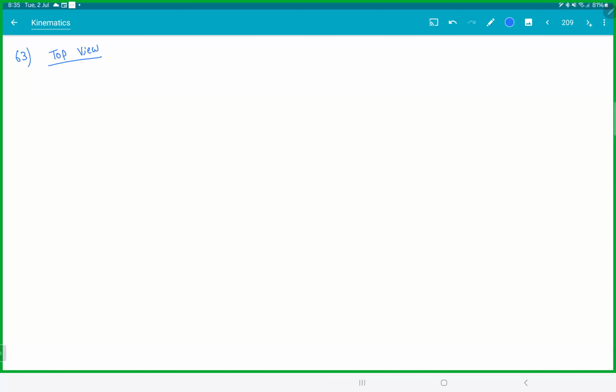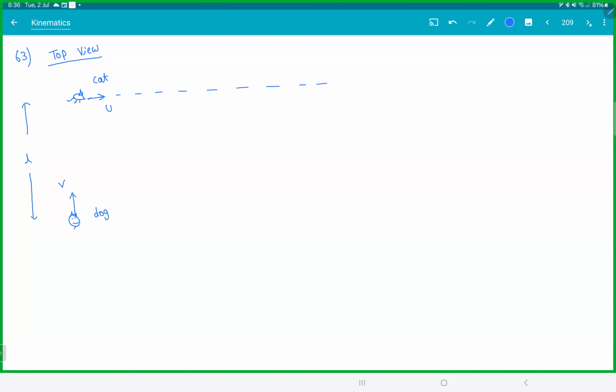Top view. We have a cat here. That's a beautiful cat. And this cat is running with a constant speed u. The cat's speed is u. At a distance, there is a dog. This dog is chasing the cat with speed v.